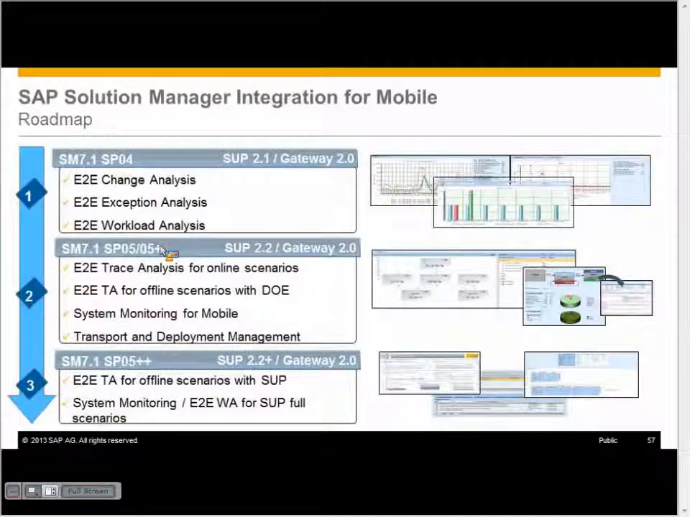With 7.1 SP04, you have the change analysis, exception, and workload analysis on an SUP 2.1 or a Gateway 2.0. With SP05, we have more tools available. We have the trace analysis for online scenarios. We have the trace analysis for offline scenarios with the data orchestration engine. We have system monitoring for mobile and the transport and deployment management with 2.2, that is SUP 2.2 with Gateway. I think this is what we are looking at in the current scope.